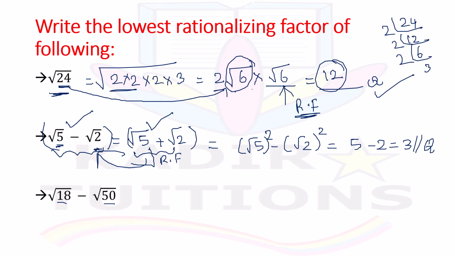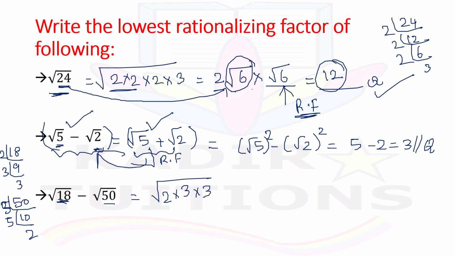So 18 is not a prime number, so we'll just do the prime factorization. So 2 times 9, and here 3 times 3, and 50 also we'll do the prime factorization. 2 times 25, I will do with 5, actually it is easier, right? 5 tens are 50, again 5 and 2. So now root 18 can be written as 2 into 3 into 3, and root 50 can be written as 5 into 5 into 2.